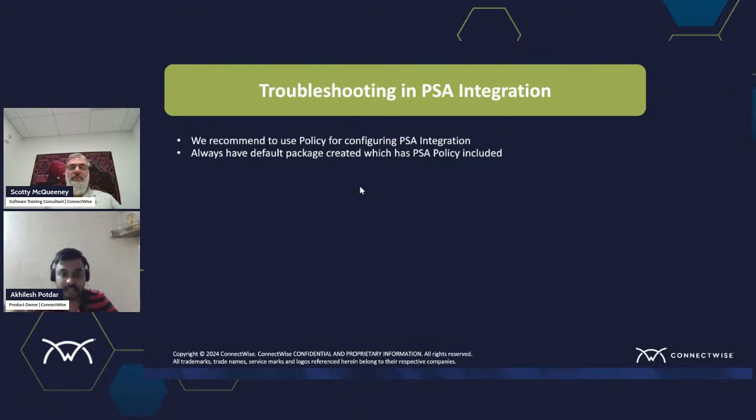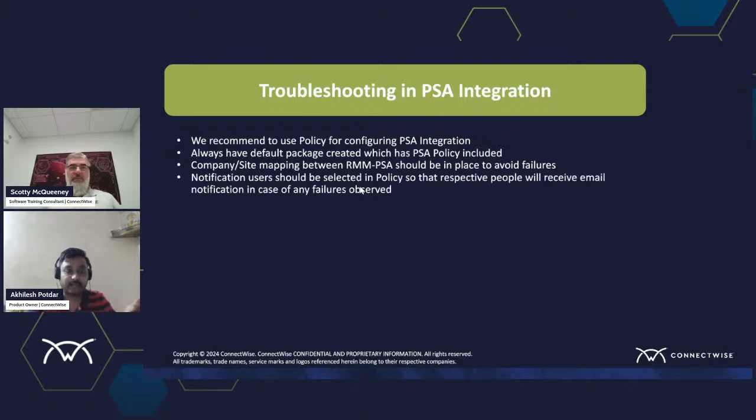Second one is always have a default package created. So once you create a policy for PSA integration, you should have a default package created at your end and include the PSA policy in that particular default package, so that in case you create a new site, the settings for PSA policy will get applied to that particular site as well. Third point is the company site mapping between RMM and PSA is crucial, and you should complete that mapping as the first step while configuring the PSA to avoid failures for any of the sync entities. And last point is you will have to select the notification errors in the policy.